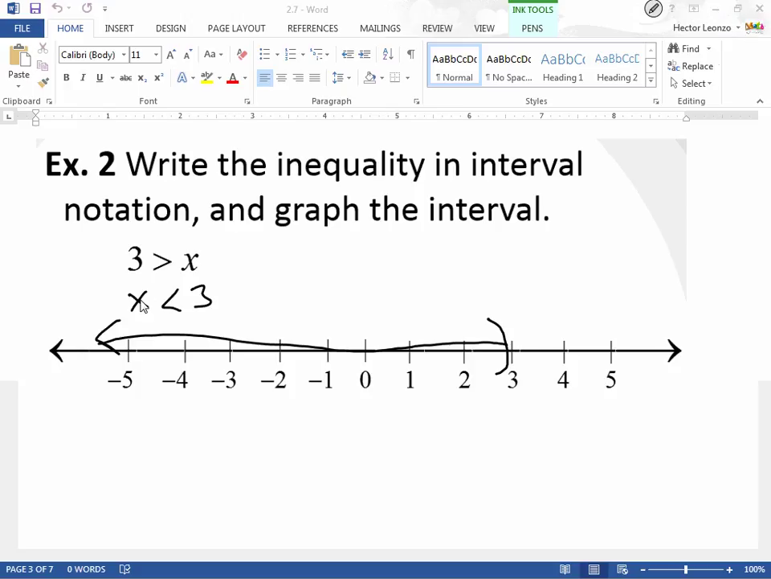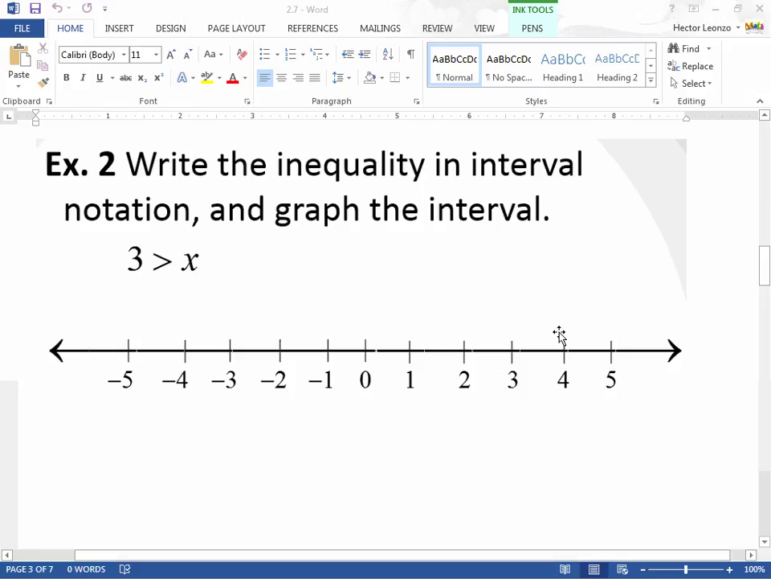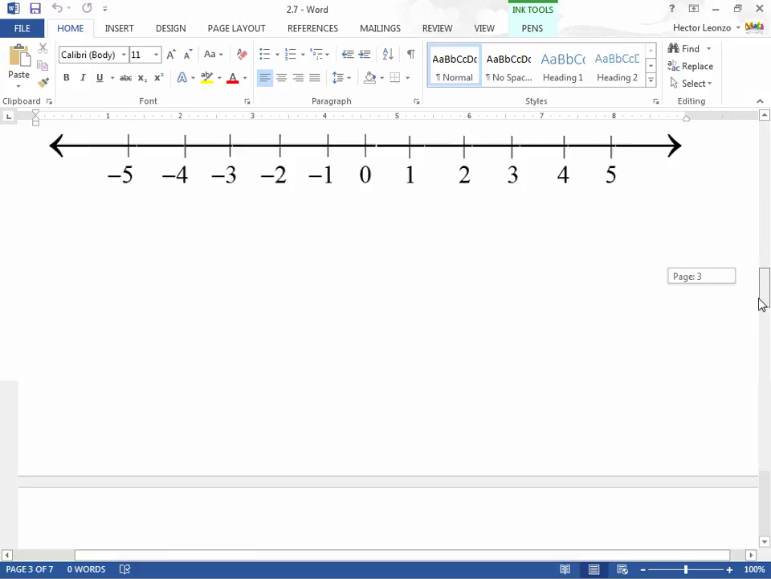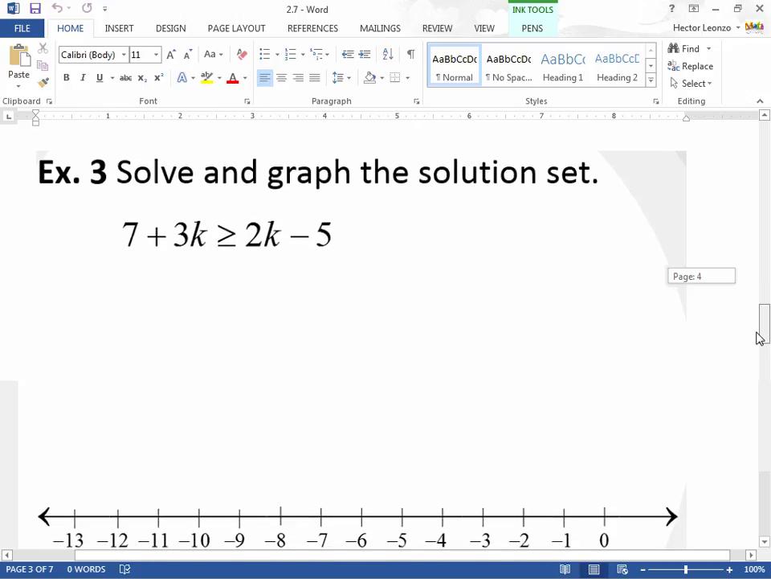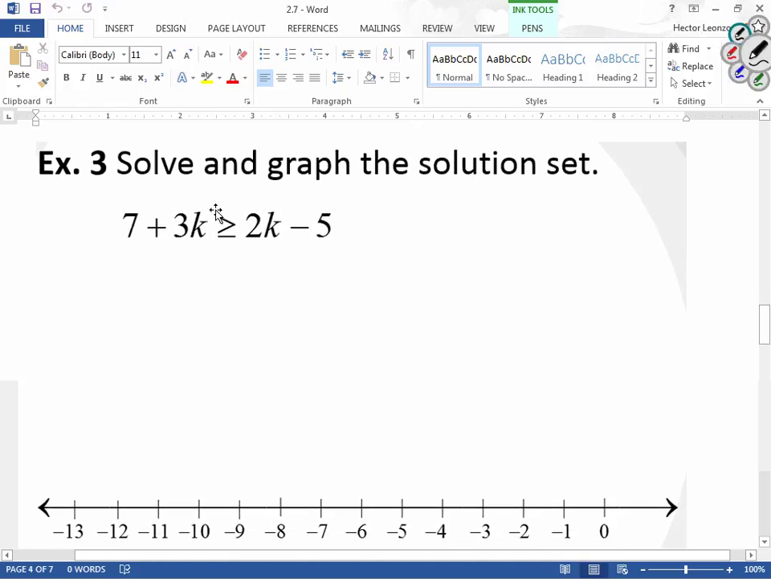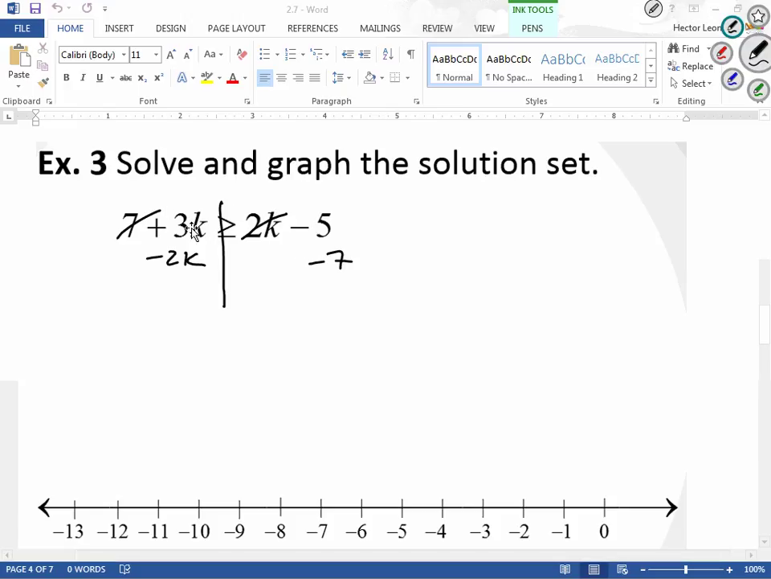Once again, I want the letter first, because that way the direction of the arrow helps me with my inequality sign. Now here, solve and graph the solution set. Remember I said we're going to treat it like an equal sign. We're going to separate it here. I'm going to move letters to one side and numbers to the other side. But I also said I want letters on the left. So this 2k, let me move it over here as a minus 2k. My 7, let me move it over here as a minus 7. Remember, everything that moves from one side to the other, you switch the sign.